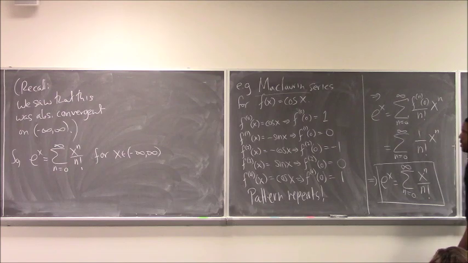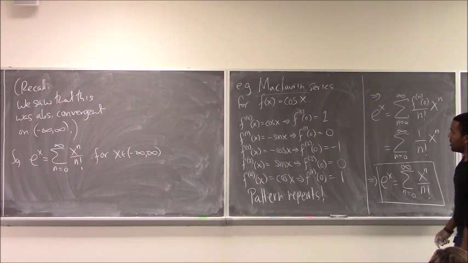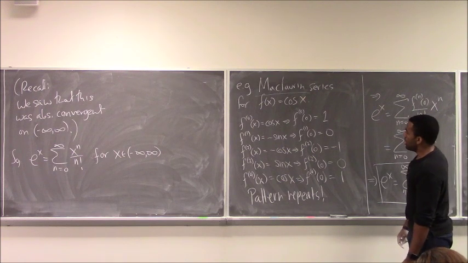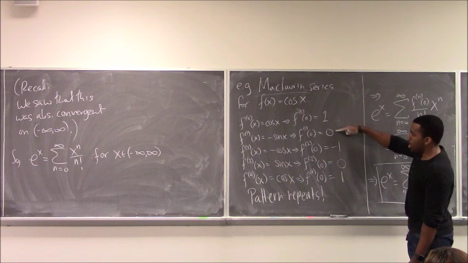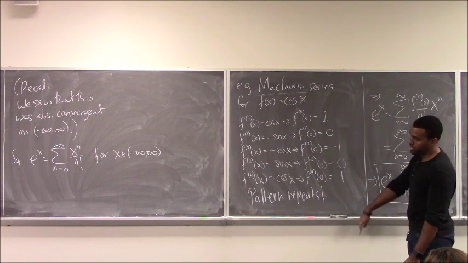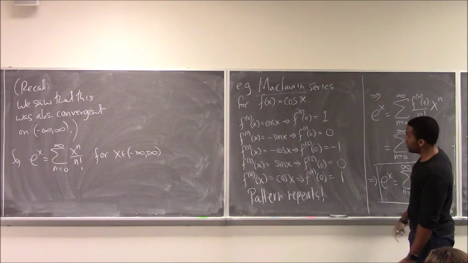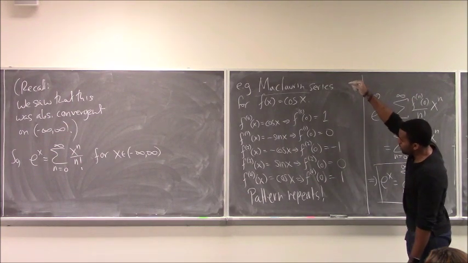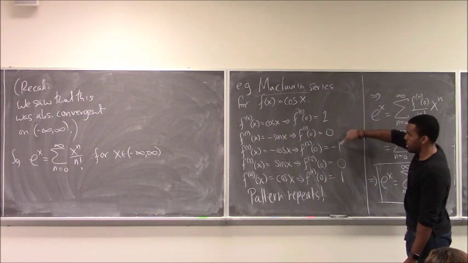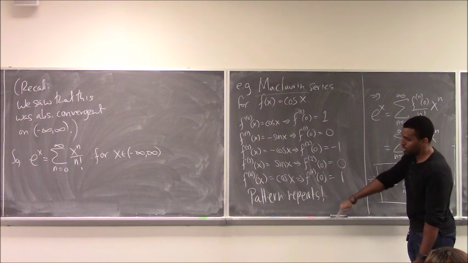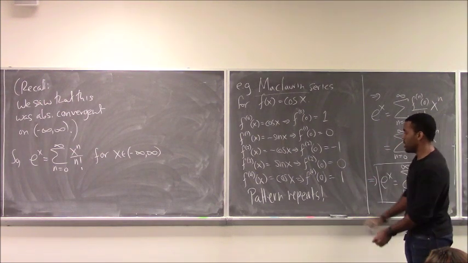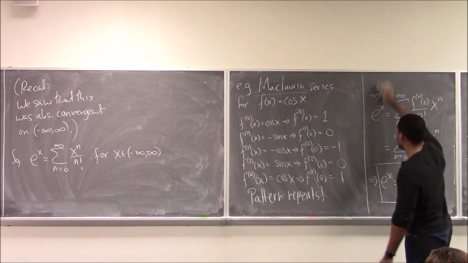So basically what you'll notice for the cosine series is that at odd derivatives, the first derivative, the third derivative, the fifth derivative, the seventh derivative, it'll always give me 0. Otherwise, it will actually alternate. It will go with a +1, then a -1, then a +1, then a -1, then a +1, then a -1. So it actually alternates on the even terms.